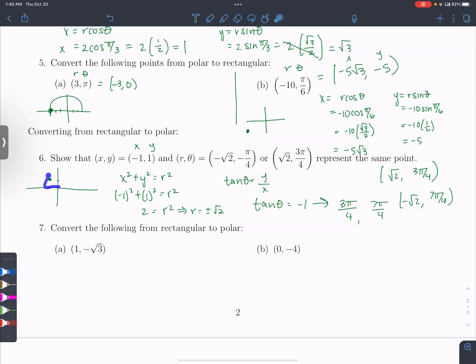So you're rotating clockwise, which would be a negative angle. So that would also work. You could do a positive √2 as well with a negative angle. This would be 5 pi over 4. That's just another option. √2 and 5 pi over 4.